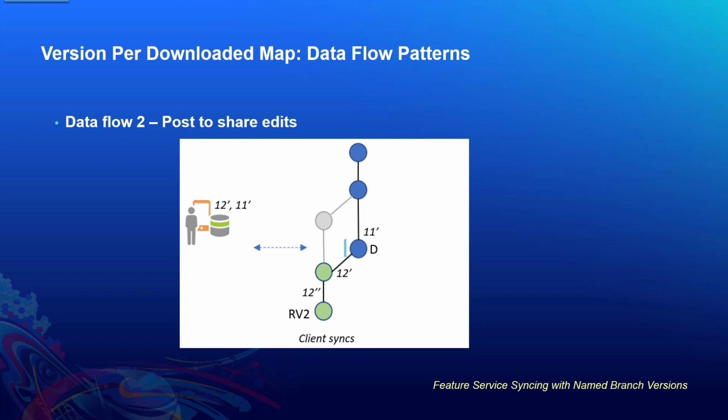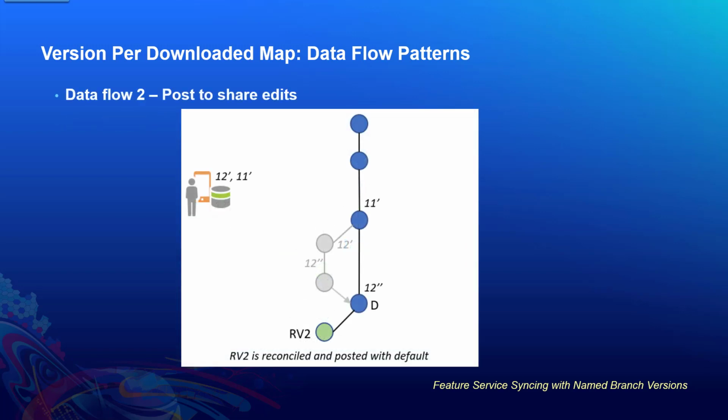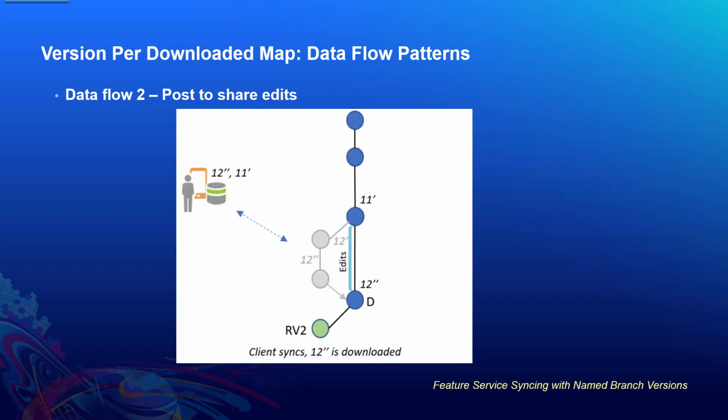Now, if the client were to sync at this point, 12 double prime would not be downloaded to the client. That's because we didn't reconcile before we synced, but even if we did do a reconcile, 12 double prime still wouldn't be downloaded because it's not yet been posted to default. So in the next step, the editor in the office reconciles and posts this time 12 double prime to default. And as you can see now, 12 double prime is available on default. So then on the next sync, 12 double prime is downloaded to the client.